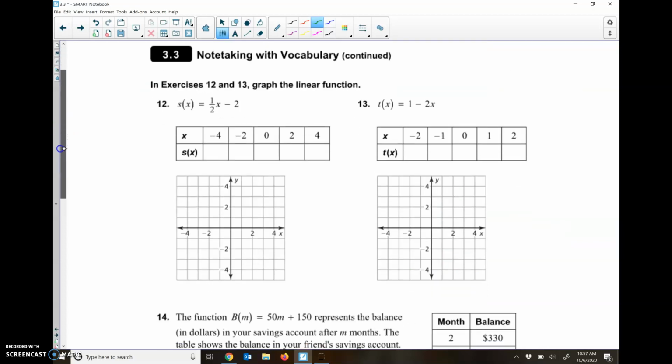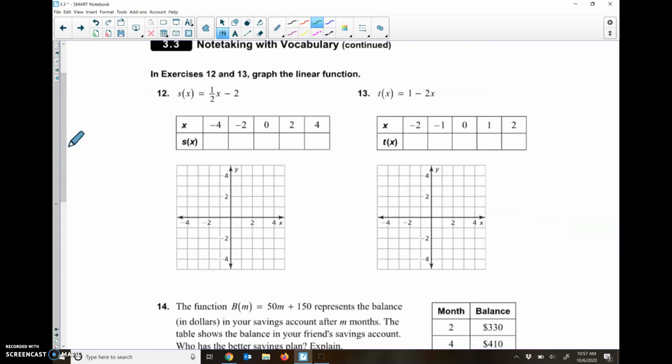All right, here we got some graphing ones and they gave us a table. So that's nice of them. Otherwise it'd be a little tougher to graph it without a table. So kind of the same thing that we did on those first couple problems. They give us an equation and we got to plug in the numbers and see where the points end up.